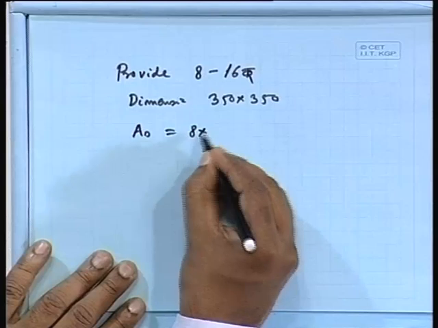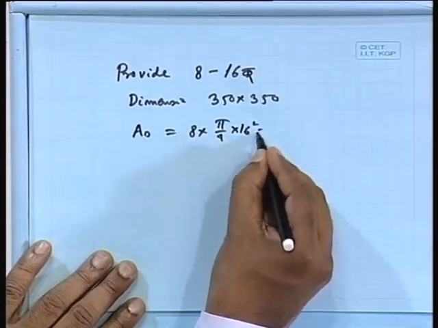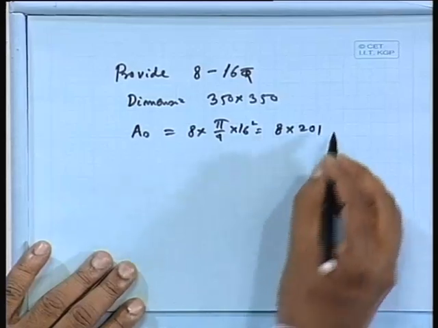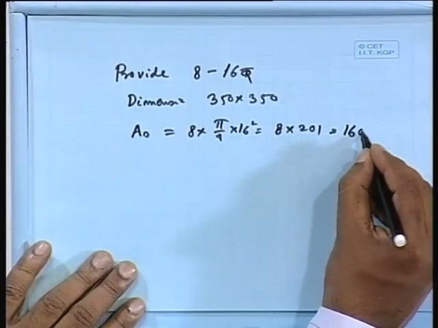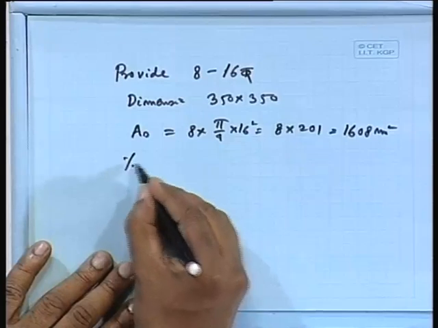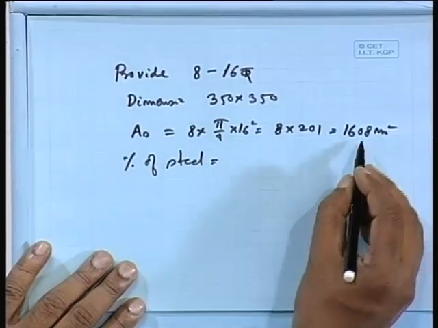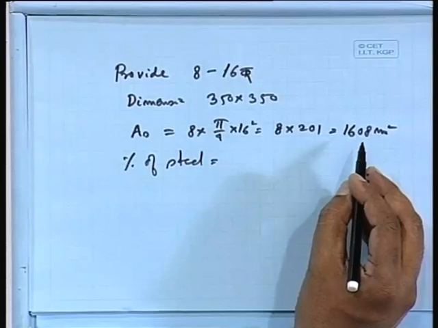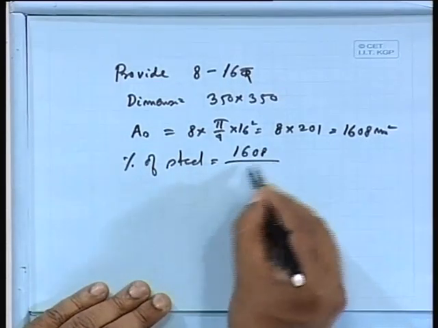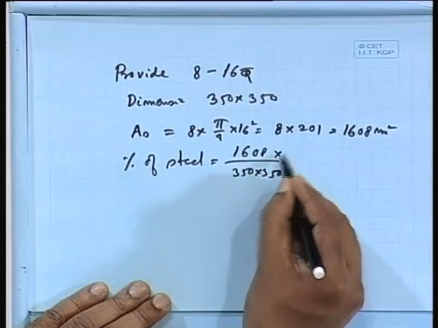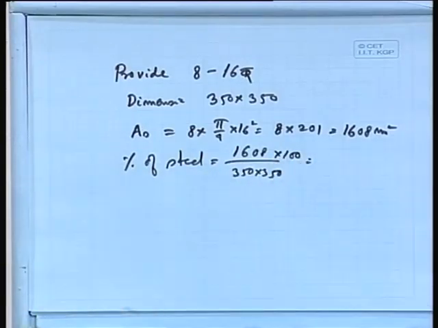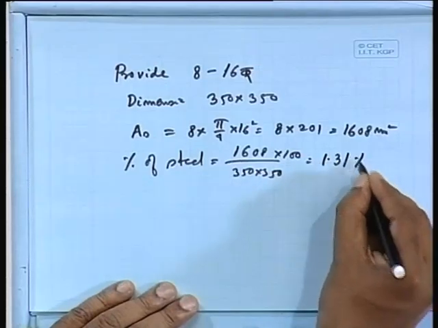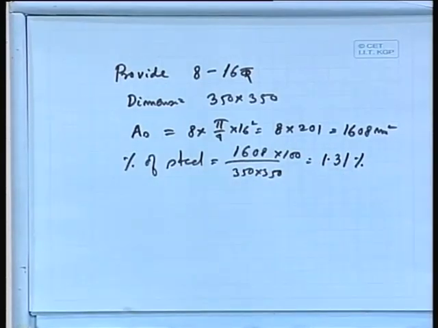AS equal to 8 bars. So the percentage of steel we are getting here is 1608 by 350 by 350, so that means we are going up to 1.31 percentage.